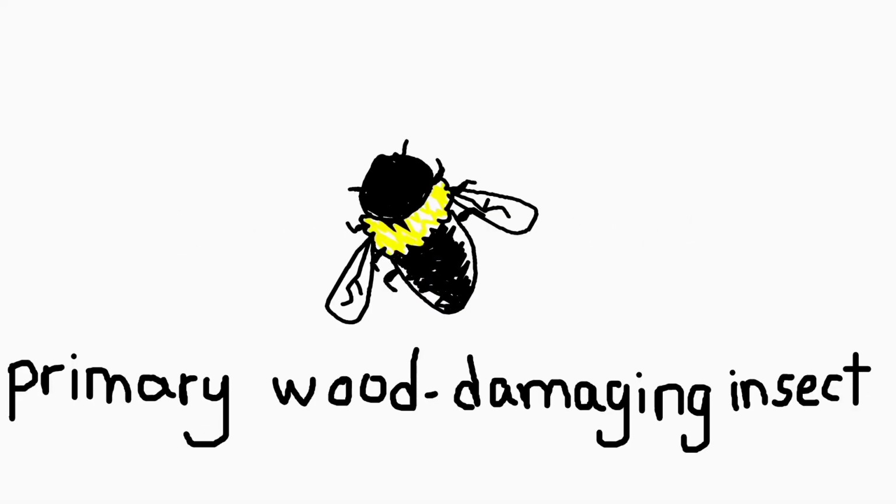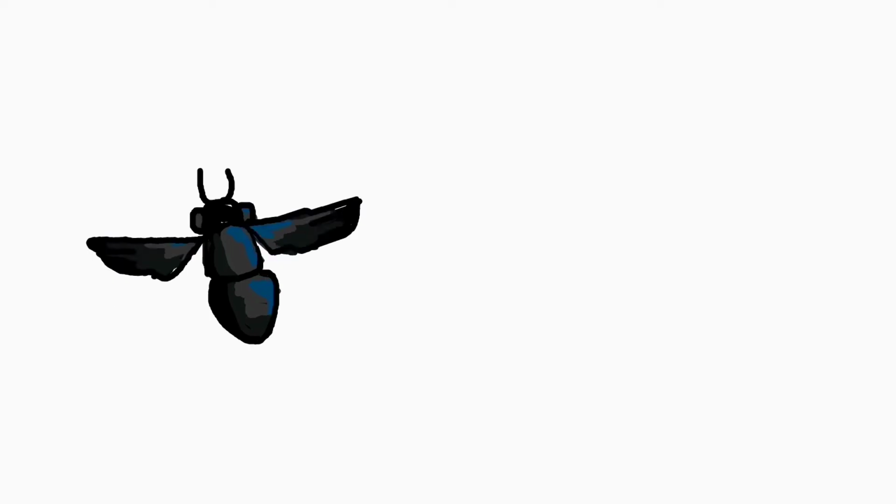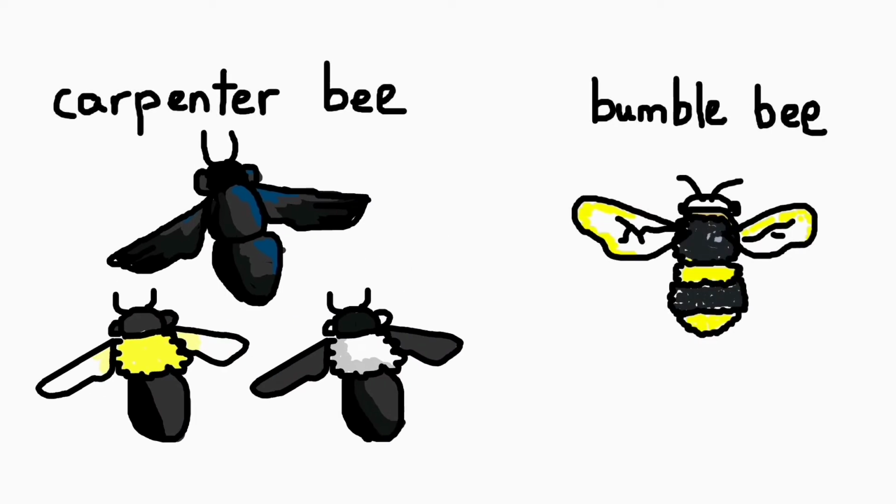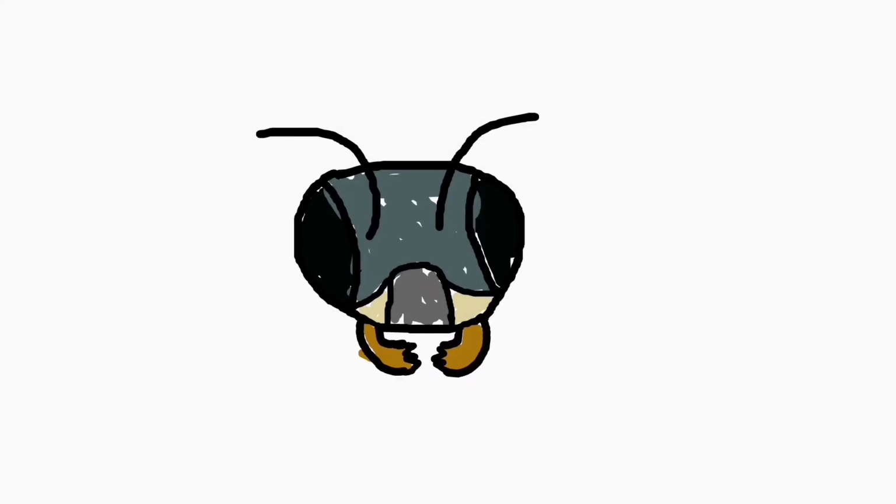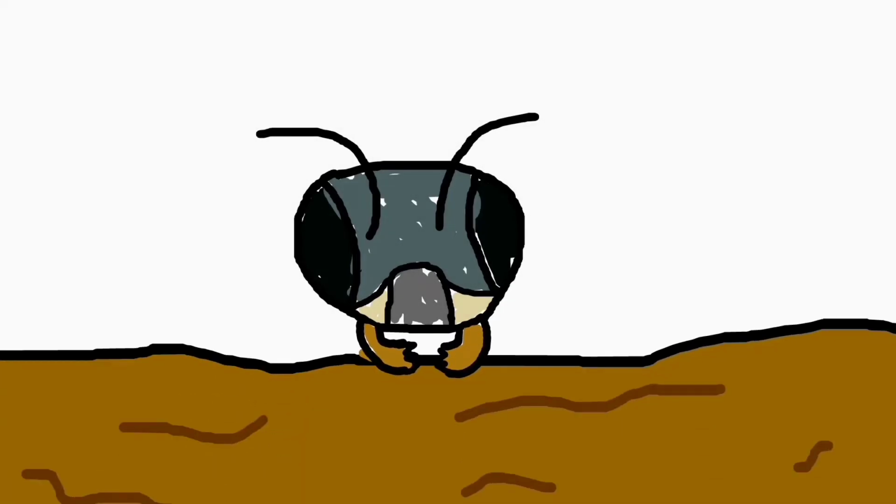Carpenter bees. They are primary wood-damaging insects. Most species of carpenter bees are all black, or primarily black with some yellow or white pubescence. They look similar to bumblebees, except they are darker in color and have a shiny abdomen. They have mandibles like teeth. Basically, they use them to cut and tear through wood.